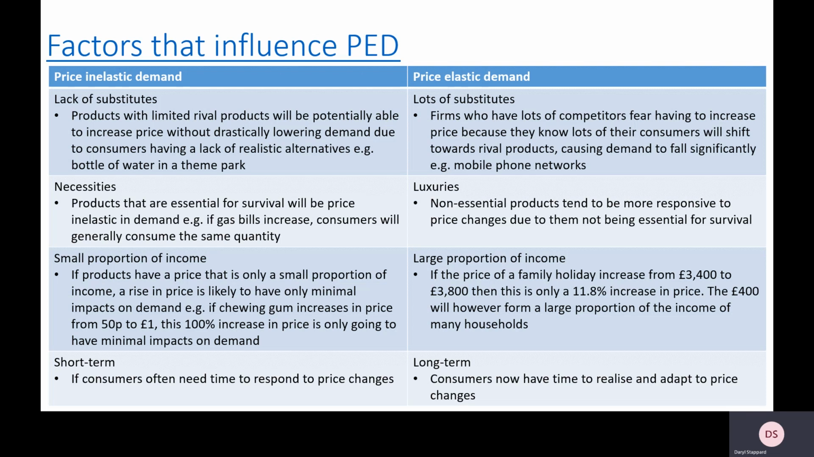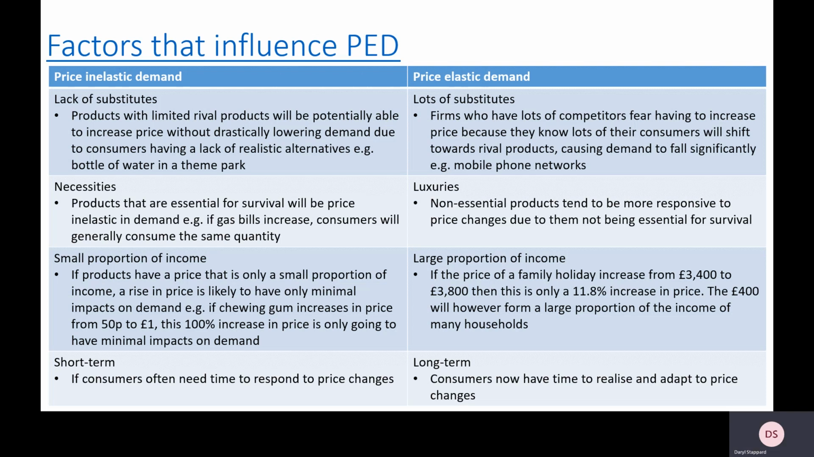The next one, large proportion of your income. Now imagine a family holiday that costs, look at the example there, was to increase in price from £3,400 to £3,800. Well, that's only an 11.8% increase in price, but that could lead to a very big drop in demand because that's 400 quid. That's a big proportion of people's incomes.